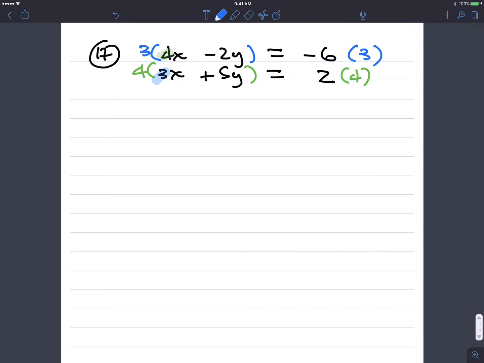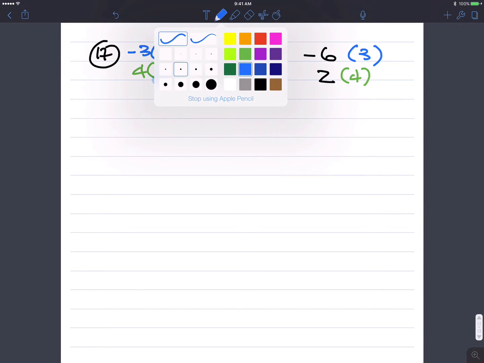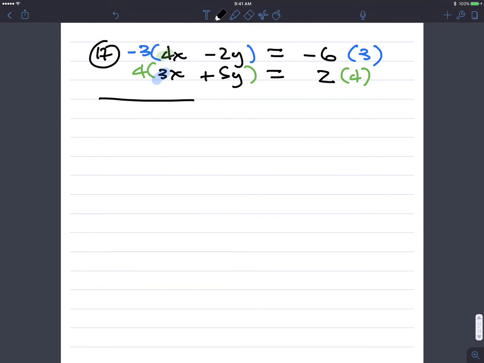Now notice what this does for us. 3 times 4x for the first equation is 12x, and 4 times 3x for the second equation is 12x. They're not opposites, so make one of them negative, maybe the first one. And so what you're going to get now is the following. Negative 12x plus 6y, because you are distributing here and here. That will equal negative 18.